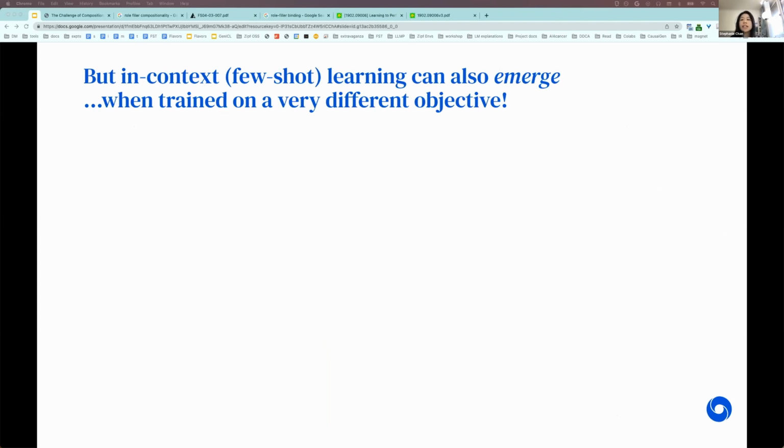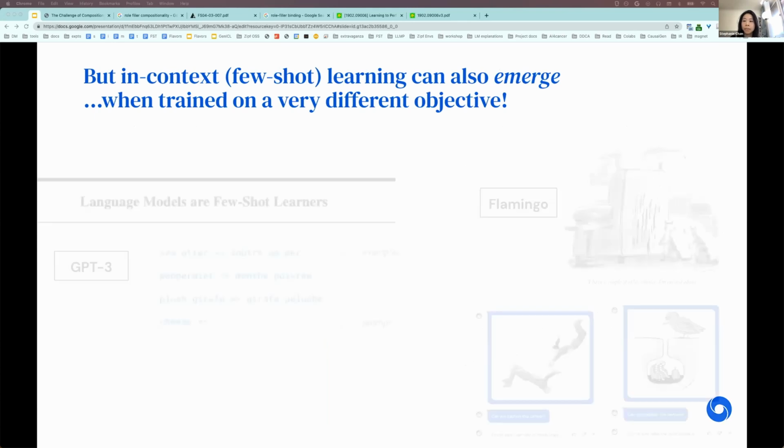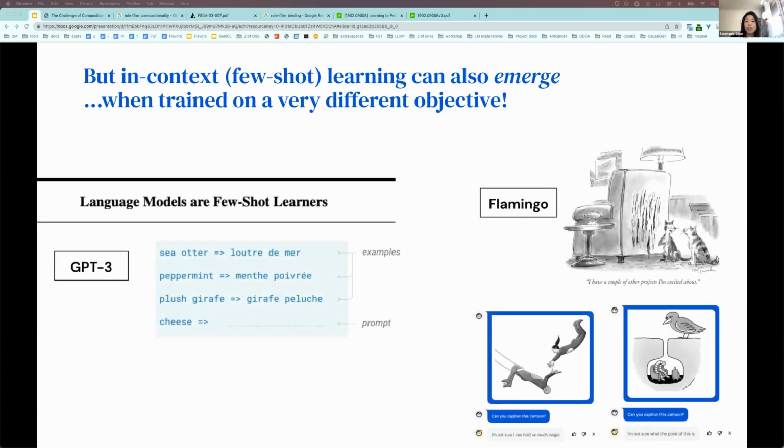But we've also seen in recent years that this kind of learning can emerge in transformers when you're training for a very different objective, for example, next word prediction. We see this in large language models and now also vision language models, which can perform in-context few-shot learning. So the question inspiring this research is, why can they do that? And there are more than a few hypotheses floating around. One idea is that transformer architectures inherently have an inductive bias towards few-shot learning.